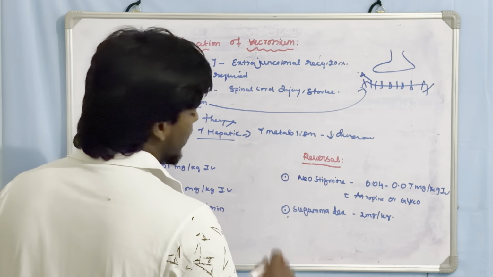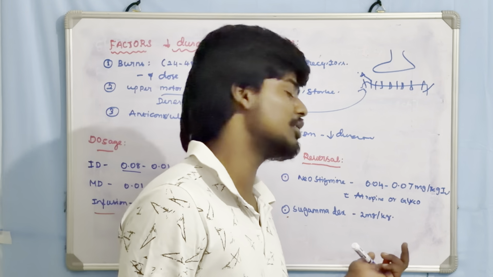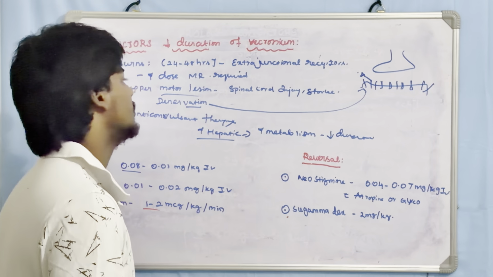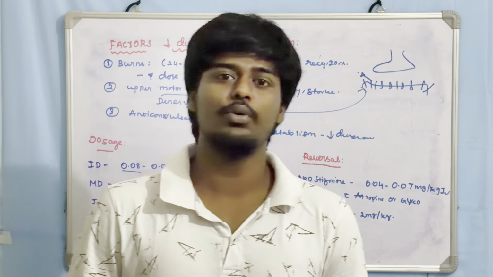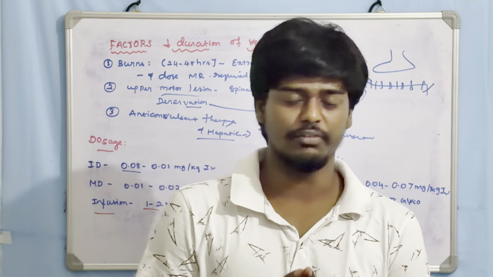And the second one is Sugammadex. The Sugammadex dose is 2 mg per kg. It is also used to reverse the Vecuronium action. So, I hope in this video I have discussed the full pack of pharmacology about the Vecuronium.